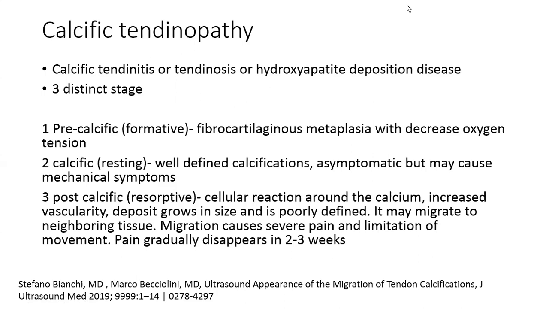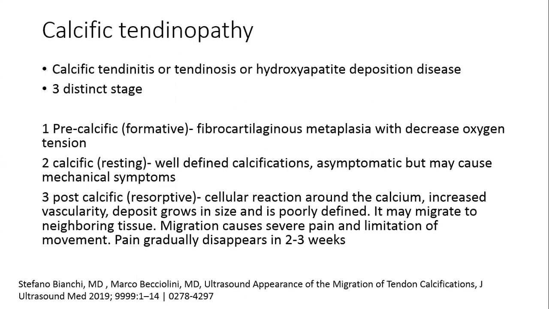This is the first stage, precalcific, followed by the calcific stage, when the calcium builds up and becomes a well-defined mass in the tissue, the tendon more specifically. It's known as the resting phase or calcific phase. The last one is the post-calcific phase or resorptive phase. This is where there is cellular reaction around the calcium buildup, so the calcific mass shows more vascularity around it. You will see the hypoechoic tendon, and there's a mass in the tendon.